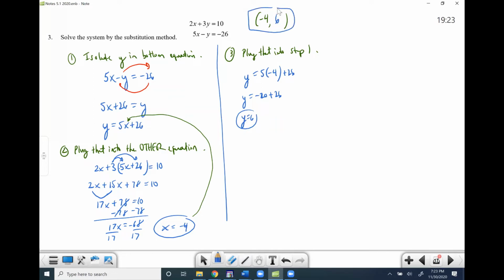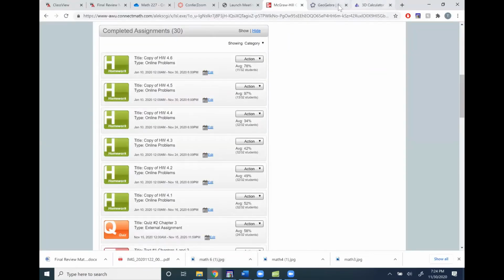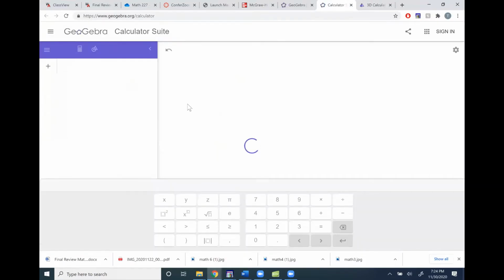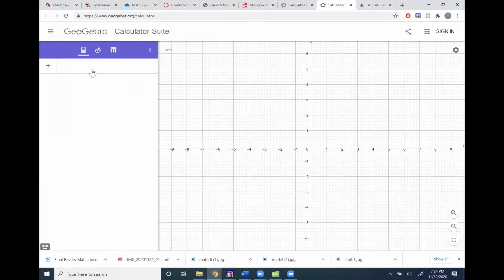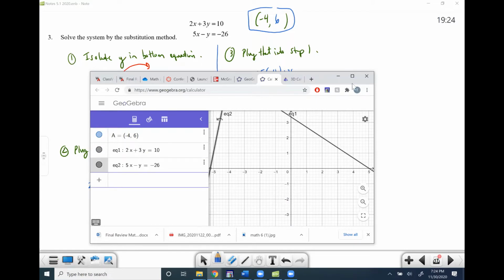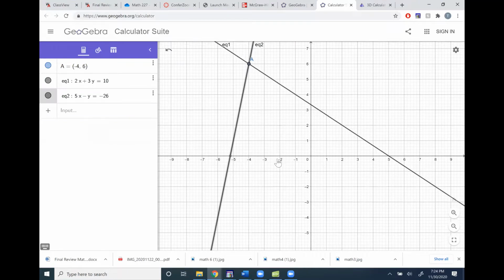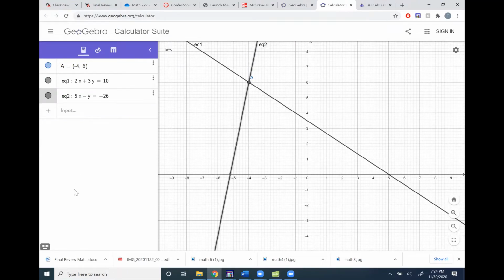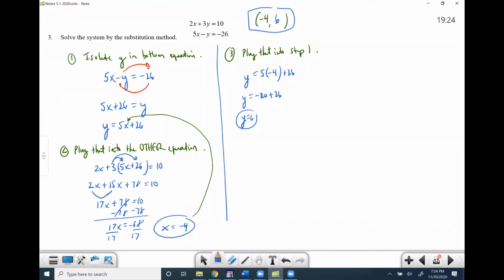So now you have an ordered pair. If we type these in to GeoGebra, we got negative 4, 6 as the answer, right? And let me go ahead and type those 2 lines. They should cross at that point. Let's see if they do. Hey, there you go. They crossed at A. So that means we did a good job, you guys.